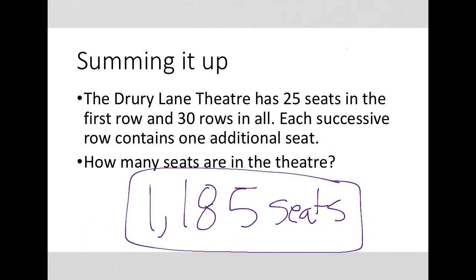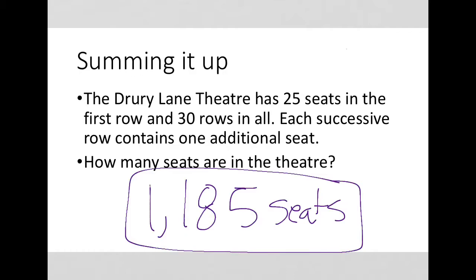And now the last thing I want you to do is look at this problem. The Drury Lane Theater has 25 seats in the first row and 30 rows in all. Each successive row contains one additional seat. So the second row has 26 seats. The third row has 27 seats, and so on, all the way up until you hit the 30th row, which has a blank number of seats. And the question is, how many seats are in the theater?